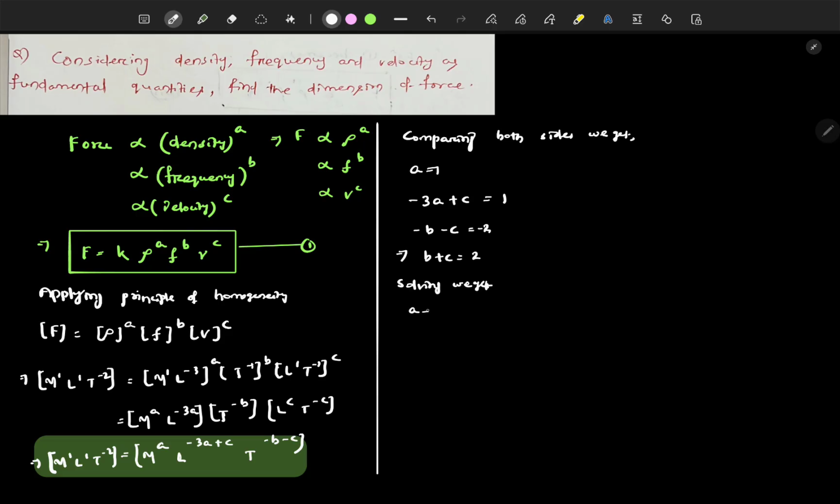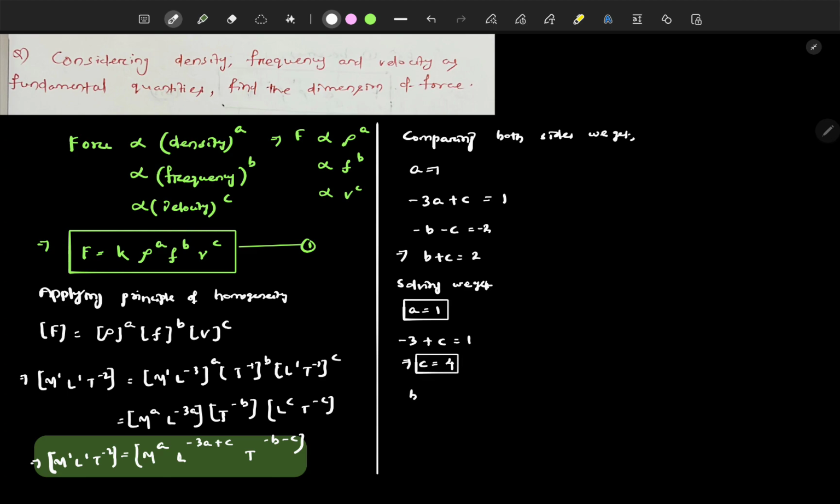a का वैल्यू पता चल रहा है, a is equal to 1 of the answer. Then minus 3a plus c equal to 1. So ये क्वेश्चन क्या हो जाएगा अभी? a equal to 1 means minus 3 plus c is equal to 1. So c is equal to 1 plus 3, that is 4.